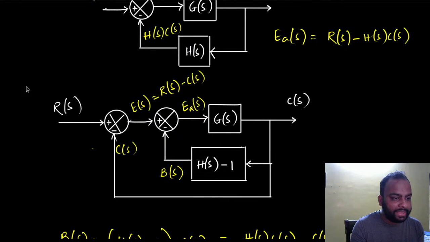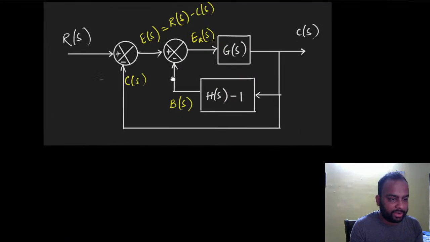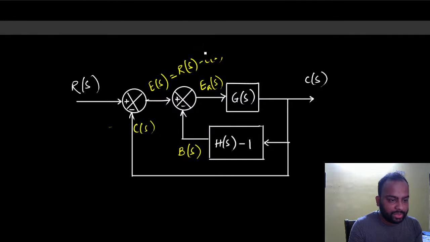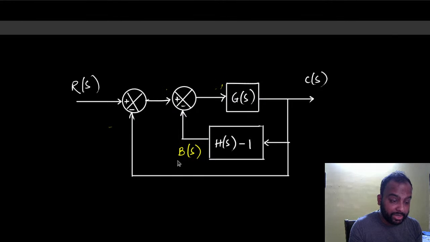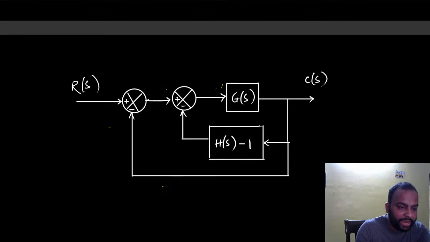So let's now copy this and paste this and do some simplification on top of it. So now we have an error, a proper error signal, right? Instead of just the actuating error signal. Now you can see that this is a feedback loop, right? And we can do a block diagram reduction here. This is a feedback loop, so we can do a block diagram reduction.